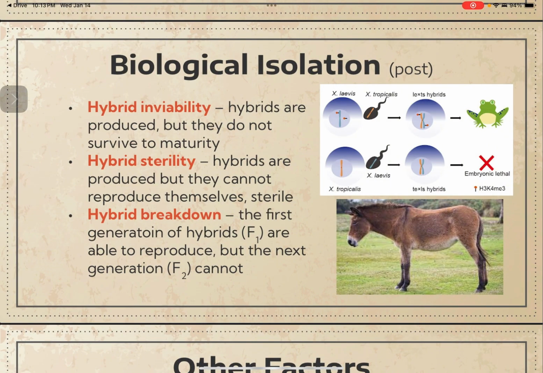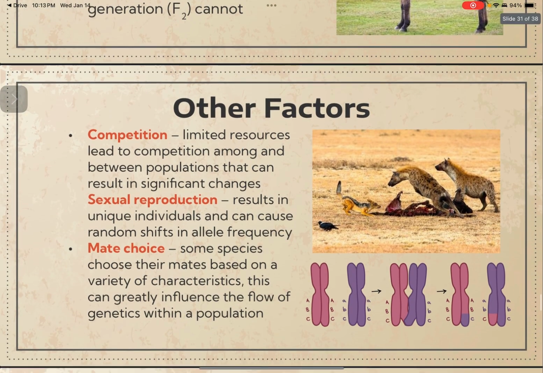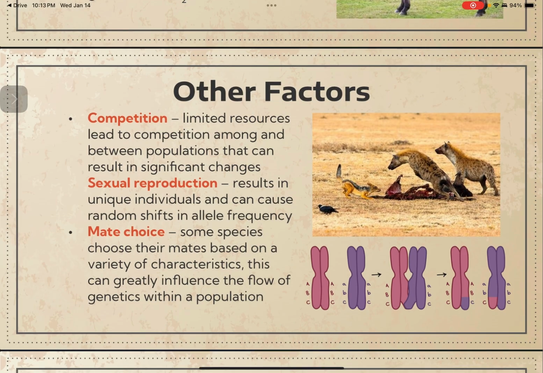And we typically see that in much smaller organisms like unicellular organisms. We don't normally see that in our bigger organisms like the mule or humans or any other type of larger multicellular organism. Other factors that influence it are competition. So limited resources that lead to competition among and between populations can result in significant changes. If there's only one food source available, but there are multiple species fighting for that food source, the one that is more fit to secure that food source is going to outcompete the others.